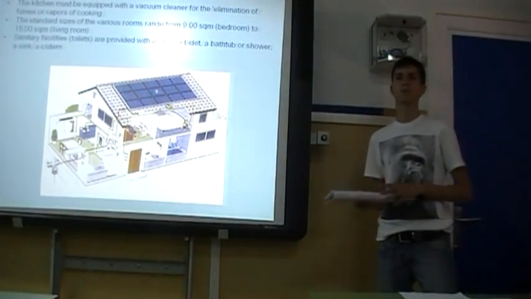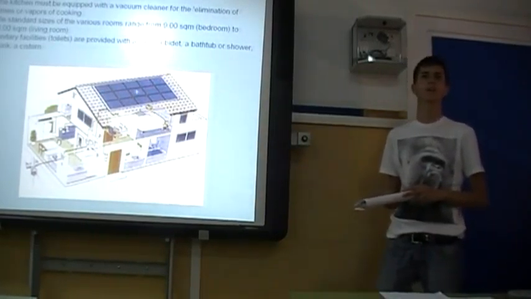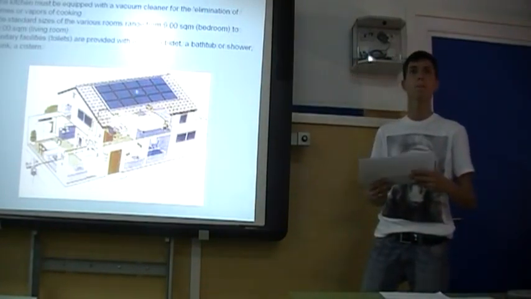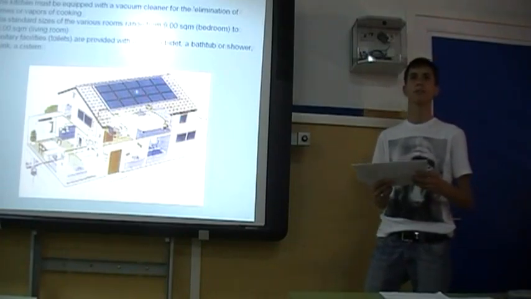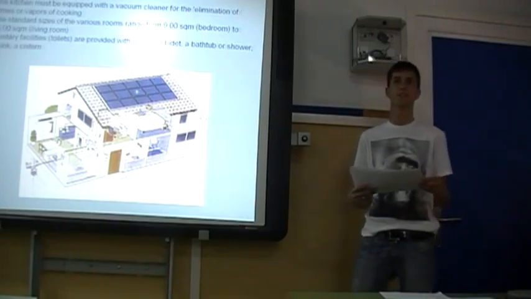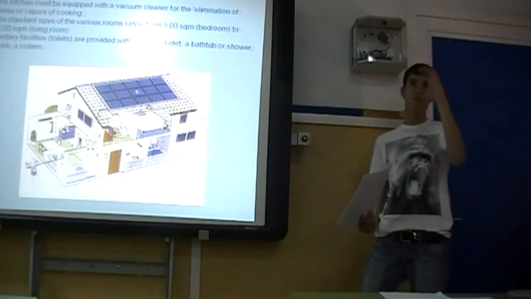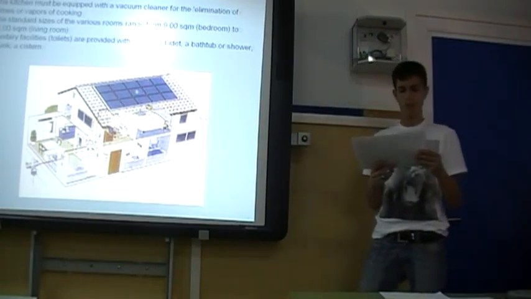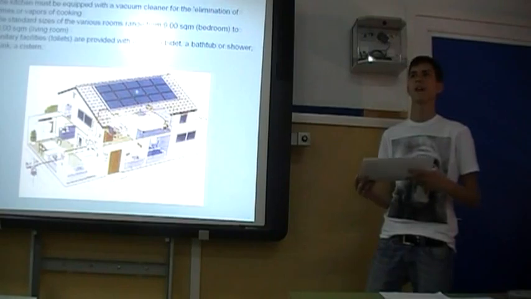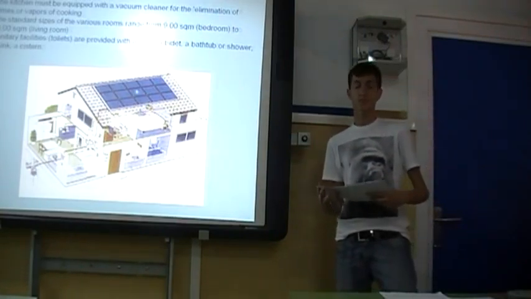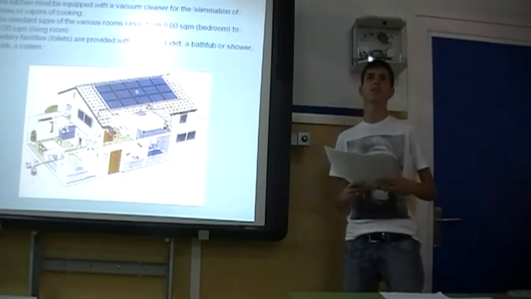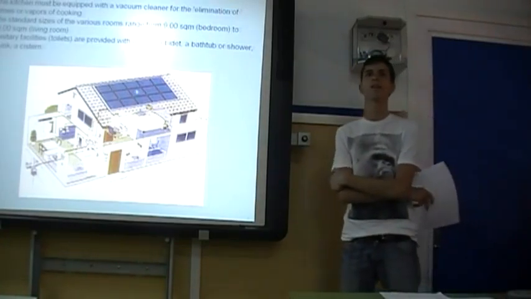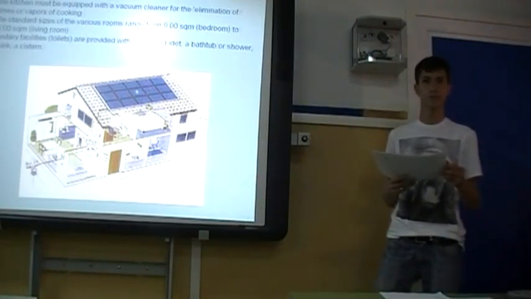All the rooms must be habitable and well lit. Each must have a window that gives light for people, and each room must be equipped with heating, plumbing, and sanitary facilities. The kitchen must be equipped with an extractor hood for the elimination of fumes and vapor when people cook. The standard size of European rooms varies from 9 square meters for a bedroom to 15 square meters for a living room. The bathroom and toilet are provided with a vase, bidet, bathtub or shower.